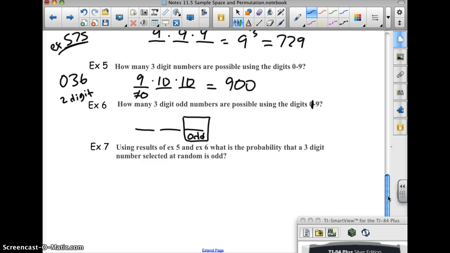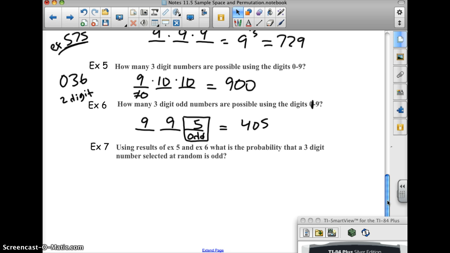How many digits are odd in 1 through 9? 5 of them, right? And then how many choices do I have for the first digit? Well, 1 through 9 and 1 through 9, right? So 9 times 9 times 5, 81 times 5. Let's see, 405. So remember, I changed that question to 1 through 9.